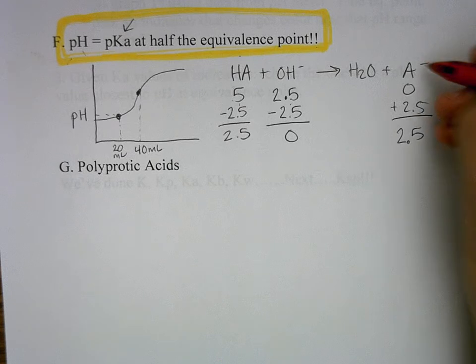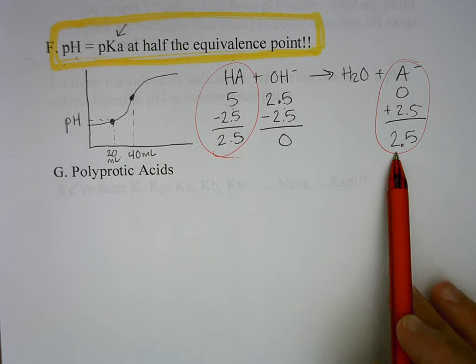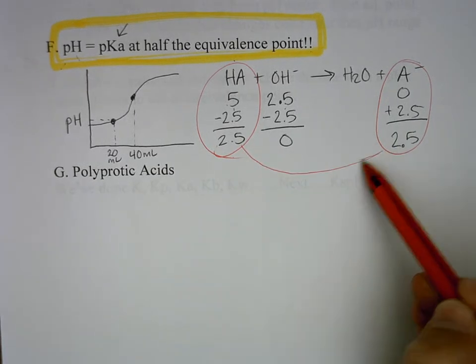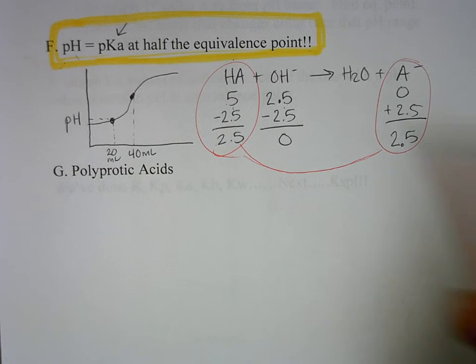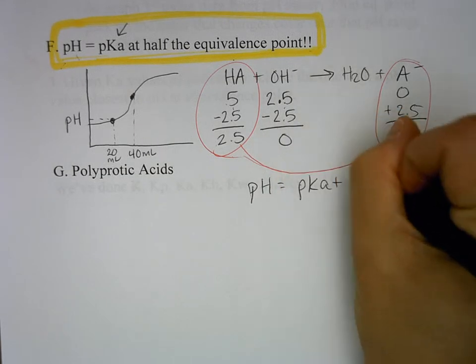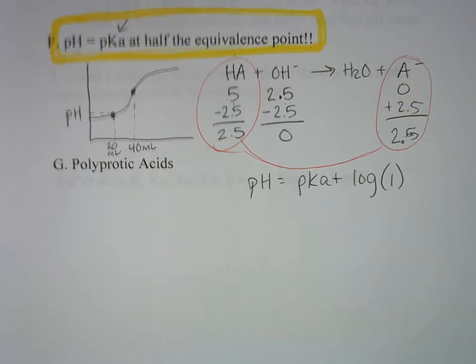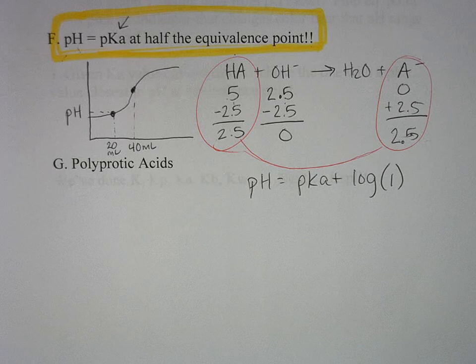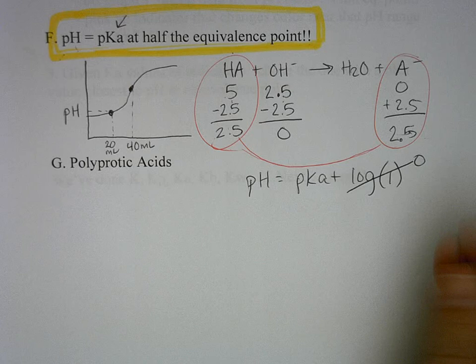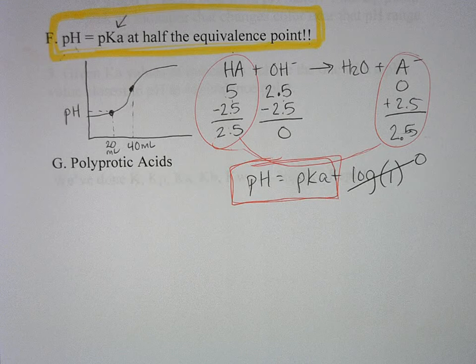What I'm left with, and this is before the equivalence point, is the buffer. I'm left with the weak acid and the conjugate base. Those have equal concentrations, or equal numbers of millimoles, at that point. So when I plug it into this equation, pH equals pKa plus the log of base over acid. Base over acid is 2.5 over 2.5. That's just 1. What's the log of 1? The log of 1 is 0. So the pH equals the pKa at half the equivalence point.